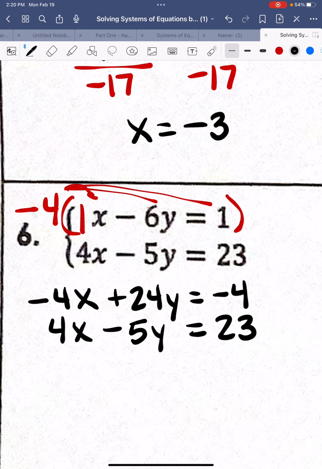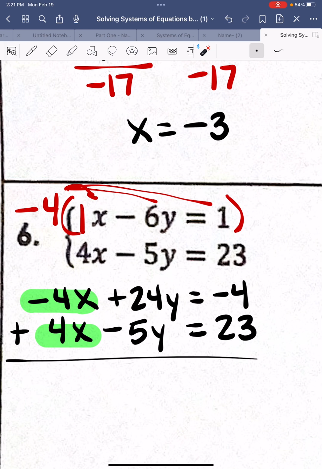And again, be on the lookout. Do you see opposite signs, same number? If so, you got to think about which letter that you can highlight or cancel. And boom, it's your X's. Opposite signs, same number. I'm ready to draw my plus sign and go. So again, top to bottom, +24, taking away 5. This leaves you with 19y.